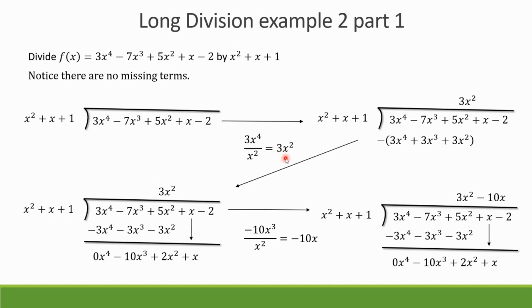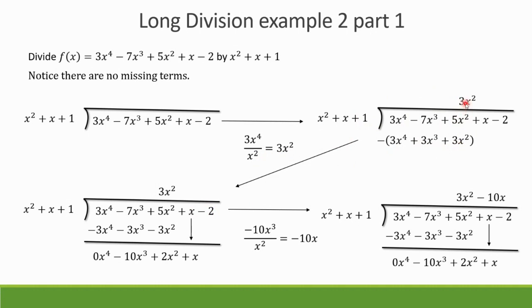And so from here, what we get then is 3x squared. So that's going to go above 5x squared. Okay, that's what this is going to go above, 5x squared. Remember, you always want to put it above its like term. And then just like before, what do we do? Multiply, subtract. Multiply, subtract.